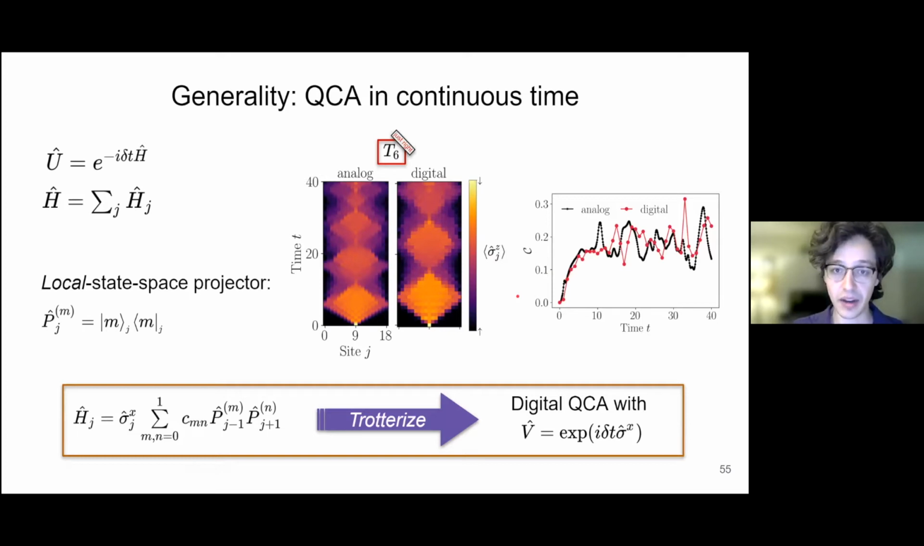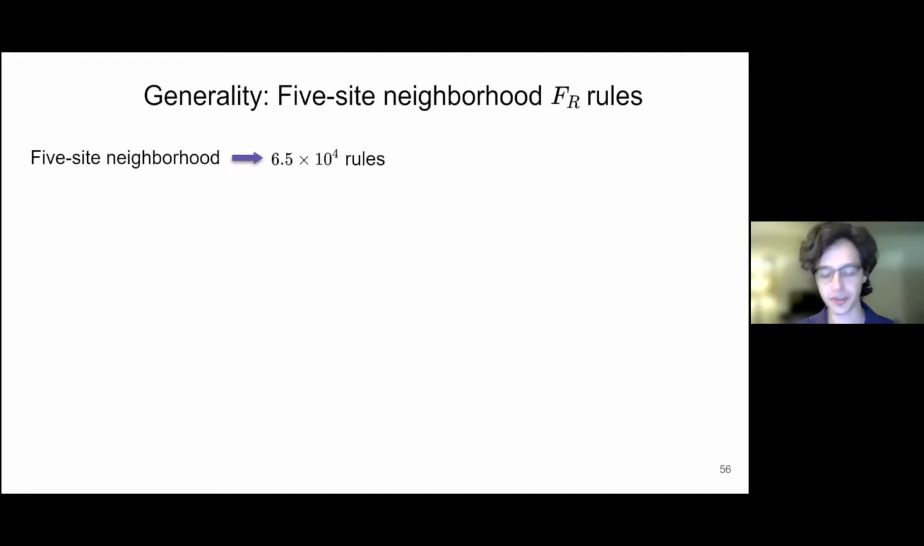And so if we have these continuous time QCA as one generalization, another generalization I already mentioned was moving to larger neighborhoods. And so these are what we call the F sub R rules. So if we use the same scheme to number our rules in the 5-site neighborhood, the combinatorics comes out to be about 65,000 rules. And so that's quite a bit to sift through. And so it's useful to pare those down a little bit to maybe find the interesting ones.